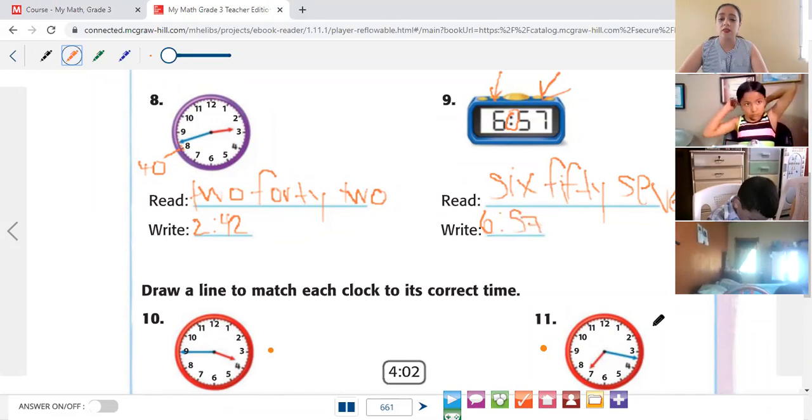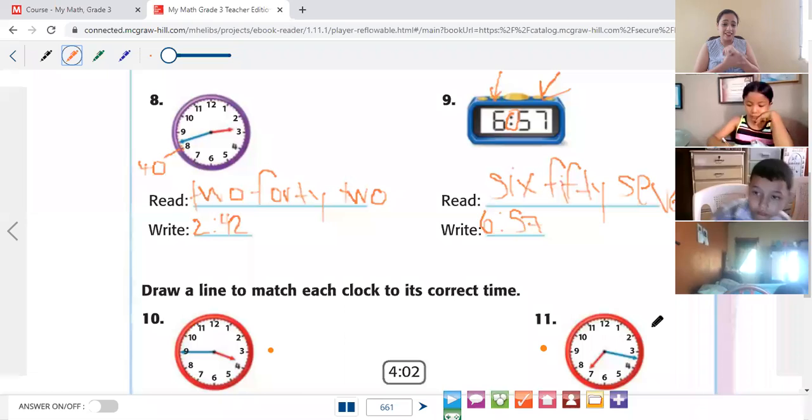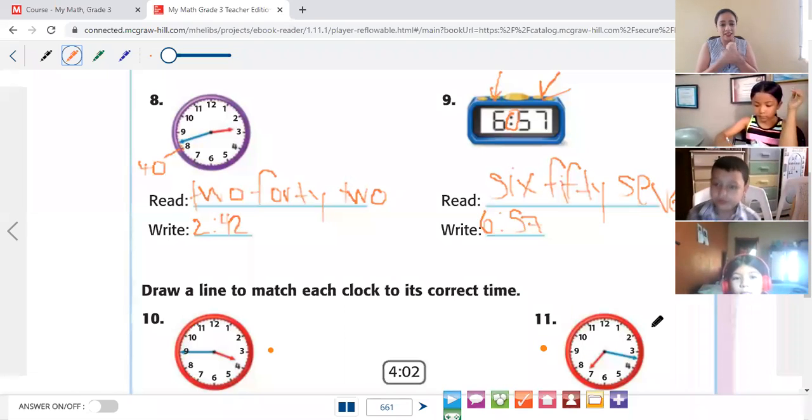It's 6:57. Sorry about my numbers. It is 6:57. Okay? 6:57.